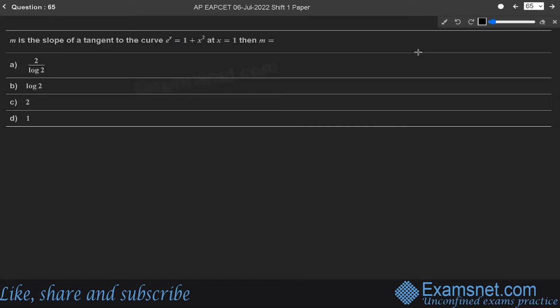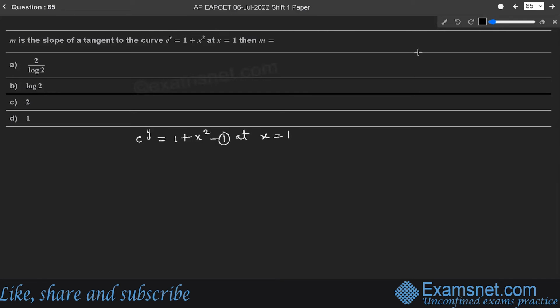Next question is, m is the slope of a tangent to the curve e^y = 1 + x² at x = 1, then m is equal to. It is given that m is the slope of the tangent to the curve e^y = 1 + x². So let this be equation number 1.